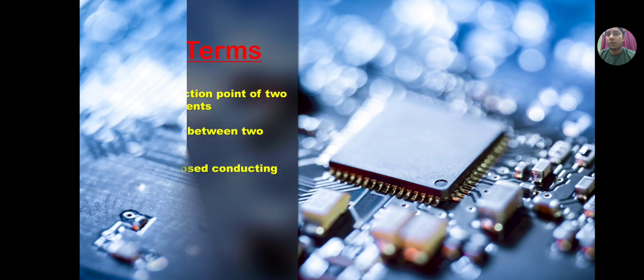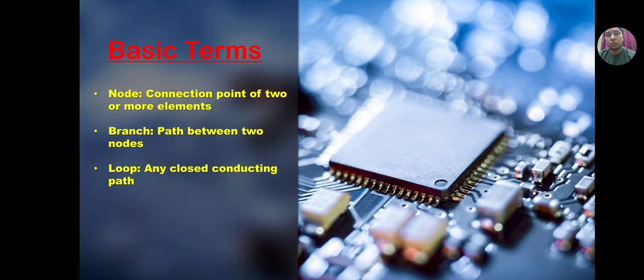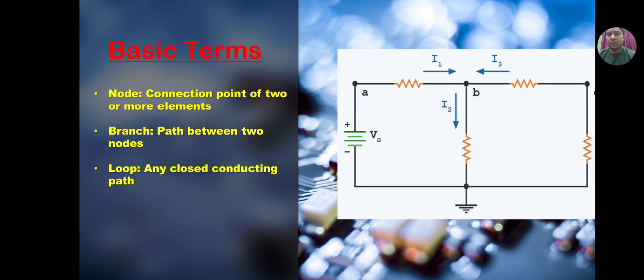So let us understand its basic terms. Before understanding these laws, we must know some basic terms. A node is a point where two or more elements connect. A branch is a path between two nodes. A loop is any closed path in a circuit. So let us understand through this figure. Here we can see the node at point B, and from point A to B and again to the voltage VA, it is forming a loop.